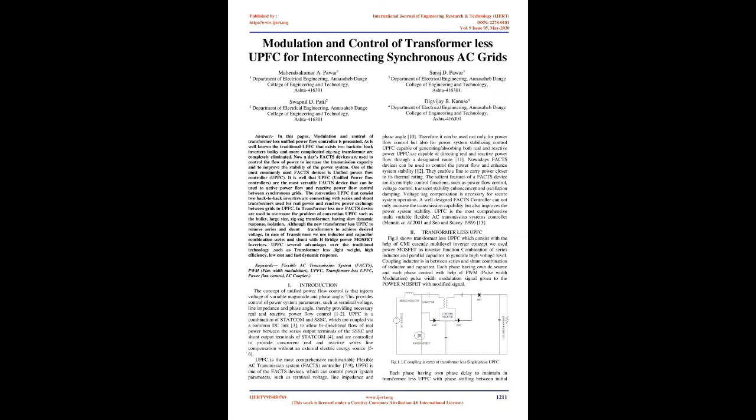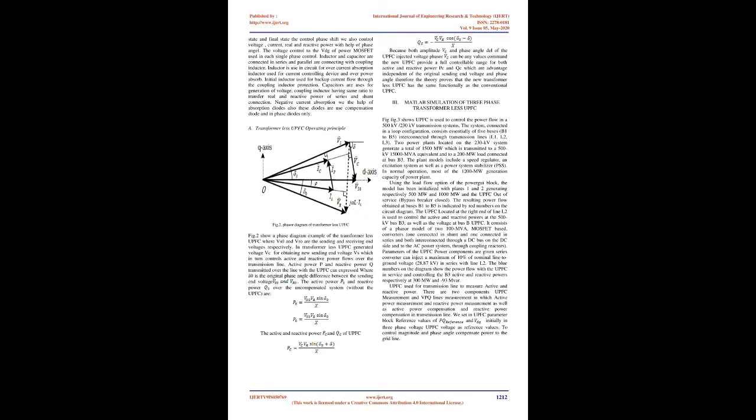[11]. Nowadays FACTS devices can be used to control the power flow and enhance system stability [12]. They enable a line to carry power closer to its thermal rating. The salient features of a FACTS device are its multiple control functions, such as power flow control, voltage control, transient stability enhancement and oscillation damping. Voltage sag compensation is necessary for secure system operation. A well-designed FACTS controller can not only increase the transmission capability but also improve the power system stability.